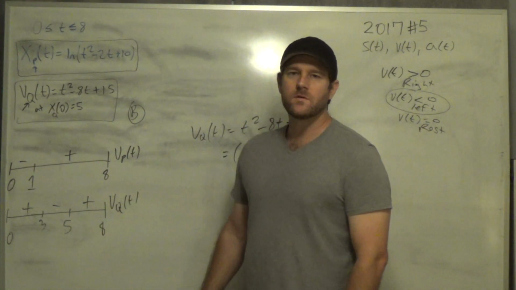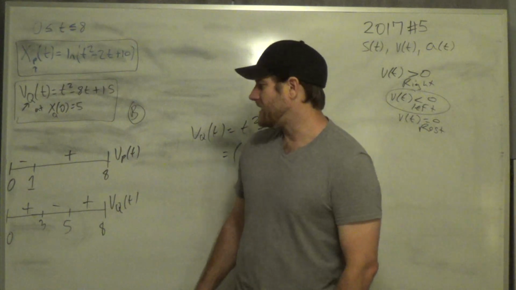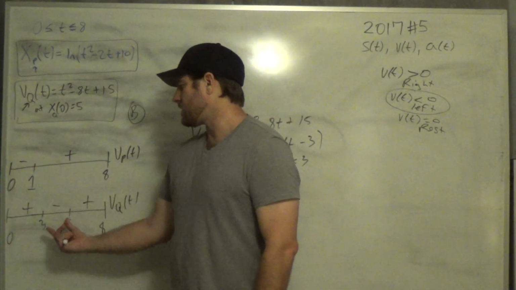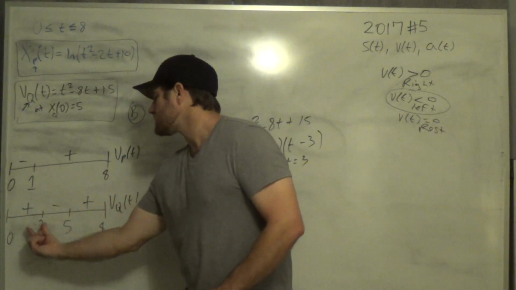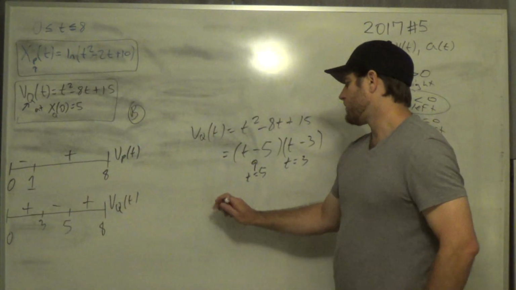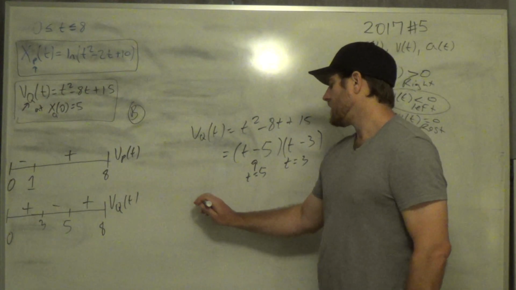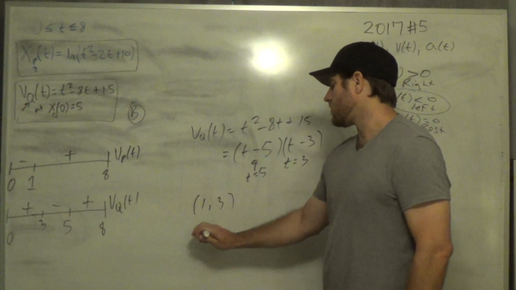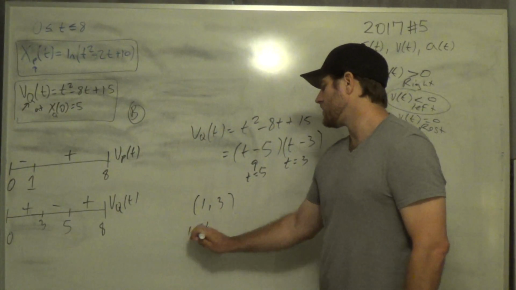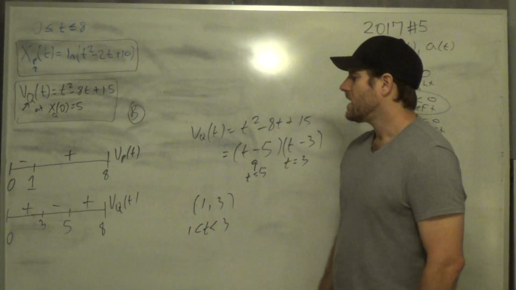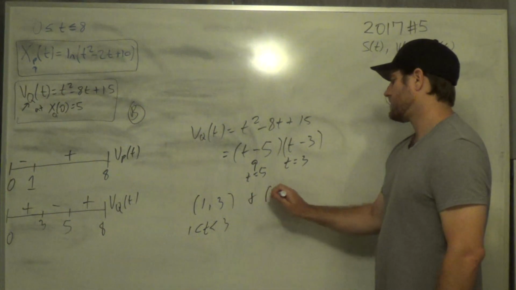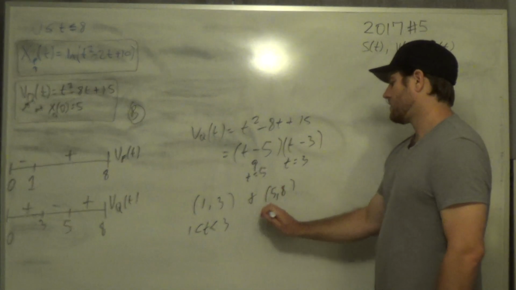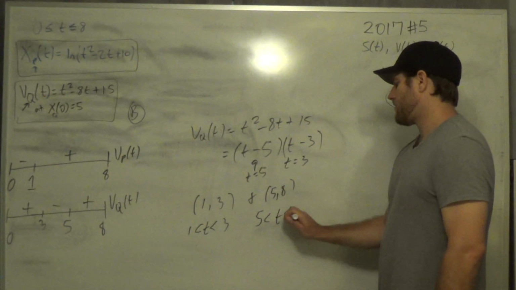But are they ever moving right at the same time? Are they ever positive at the same time? So they're never negative at the same time, but are they positive at the same time? Well, yeah. They're both positive here from 1 to 3. So from 1 to 3. And again, you could say 1 to 3 like this, or you could say when time is between 1 and 3, like this. And they're both positive here from 5 to 8. And you could write it either way.